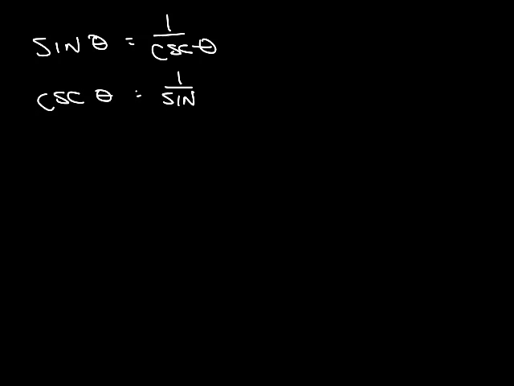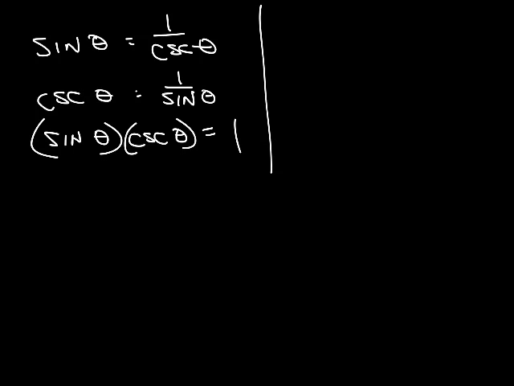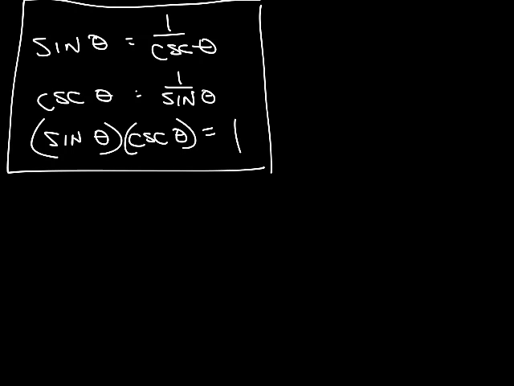So, we can write sine of theta equals 1 over the cosecant of theta. And we will be using these identities later. Just write them down for right now. We can also write the cosecant of theta as 1 over the sine of theta. We can also say that the sine of theta times the cosecant of theta equals 1. So we can put that one identity into 3 different ways.